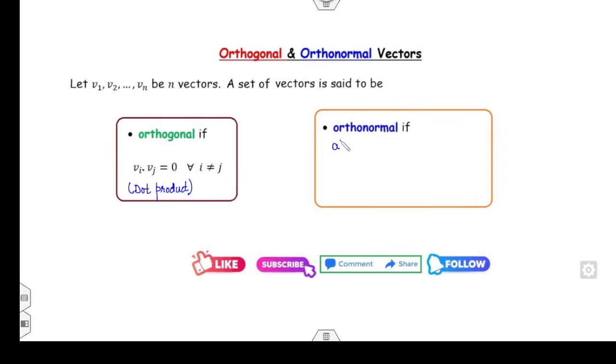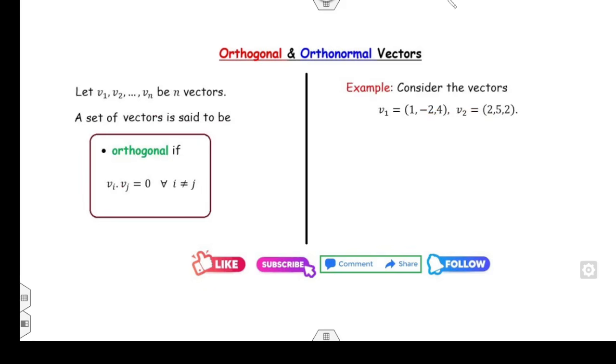On the other hand, for orthonormal, the first condition is that it must be orthogonal, that is, the dot product will be 0 for all i not equal to j, and the second is that the norm of each vector vi is 1 for all i. Whenever these two properties are satisfied, then you can say this is orthonormal. Otherwise, if any one of them is not satisfied, then it is not orthonormal.